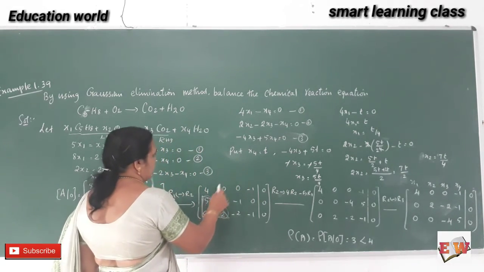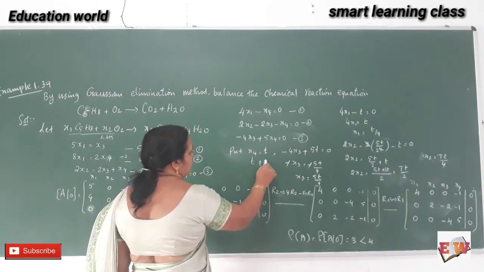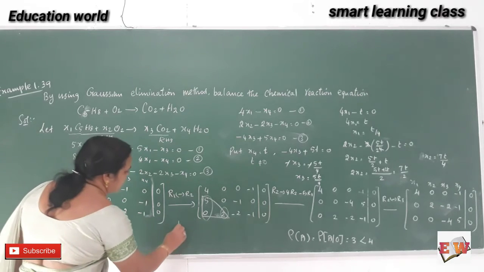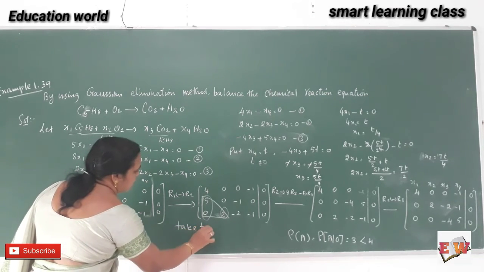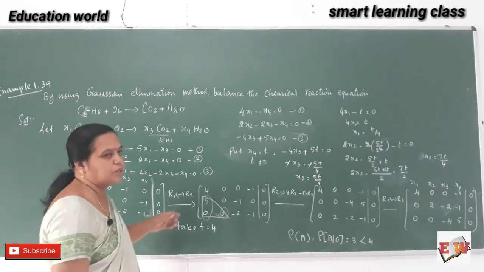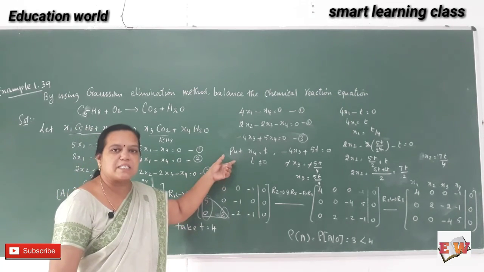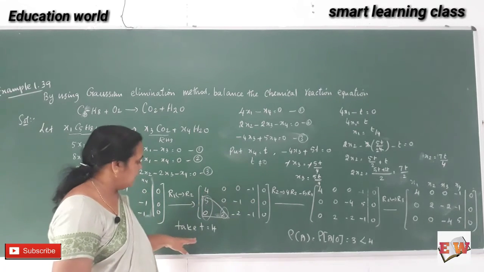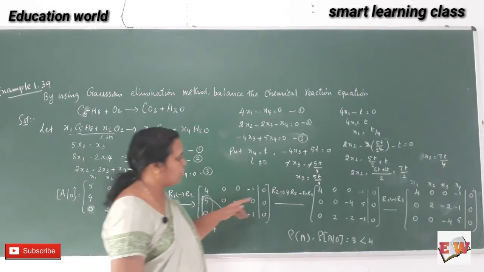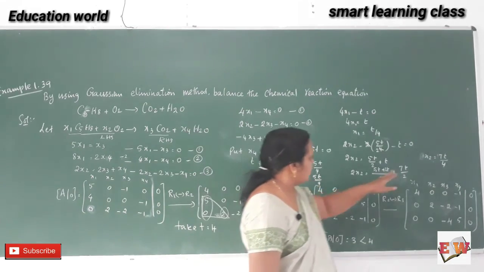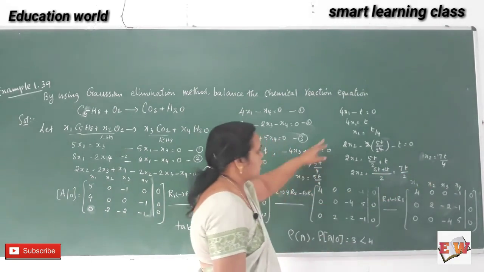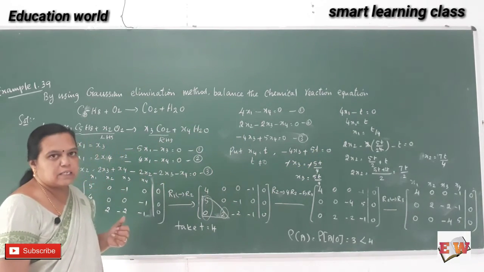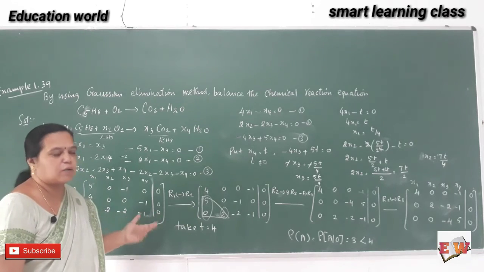This t value is not equal to 0. We have taken t not equal to 0. Suppose we take the t value as 4, what will come? Why? Because the coefficients should be positive integers, so we can't take a fraction. If we take t equal to 4, why are we taking t equal to 4? See here by 4, here also by 4, here also by 4. So we have to take t equal to 4.